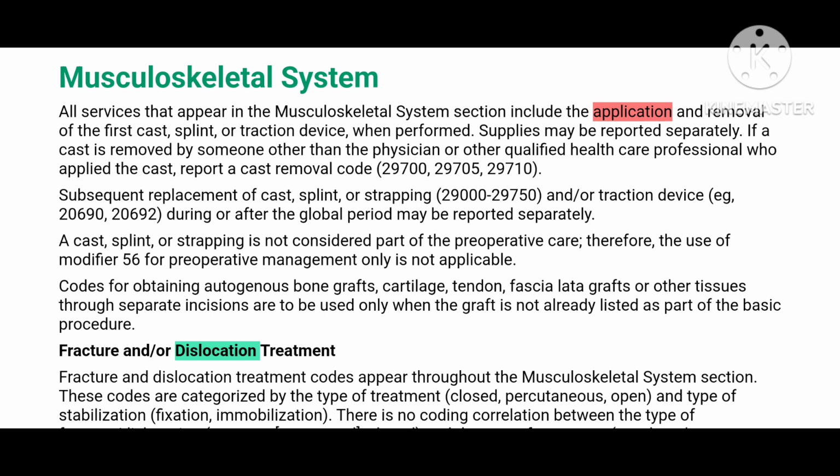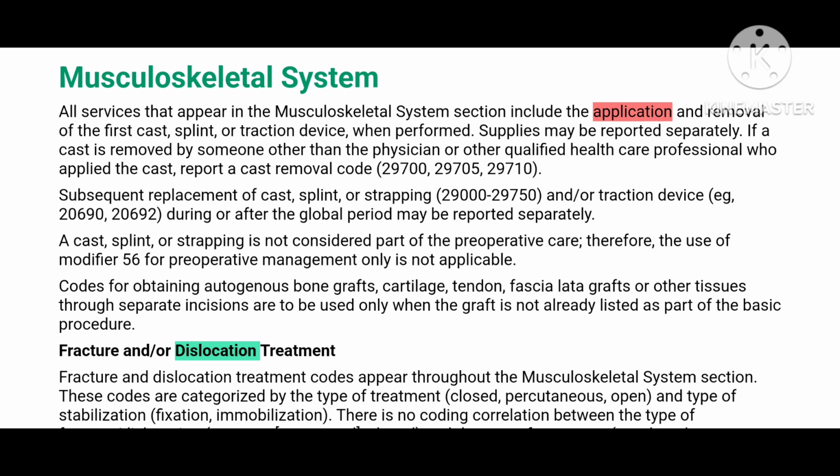So whenever a surgical procedure is done for the musculoskeletal system, the application of the first cast, splint and traction device is included in the procedure, and the removal of it is also included in the procedure. So if the same doctor is doing everything, you don't have to charge the patient when the patient is coming for removal. But you can report the supply separately with HCPCS codes. And if the casting is removed by someone else other than the treating physician, then you have to report the removal codes. So that is the first guideline.